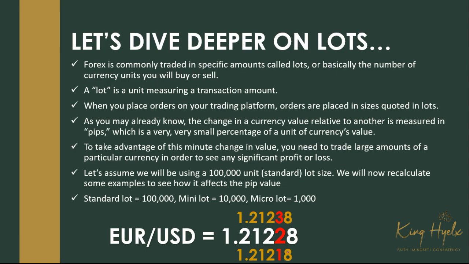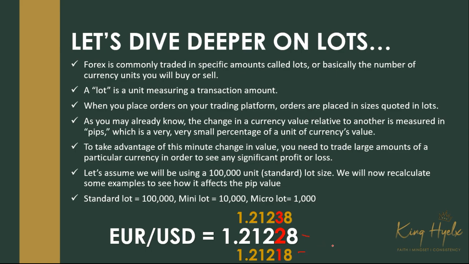What's the difference in pip value between this and this? Just pause for a second and let's see if you can tell me. It's 1 pip, because here this is the first decimal place, second, third, fourth decimal place. Everything else is the same except this. So there's a change of 1 pip. What's the difference in pip value between here and here? It's also 1 pip, because here is 2, here is 3. 3 minus 2 is 1.